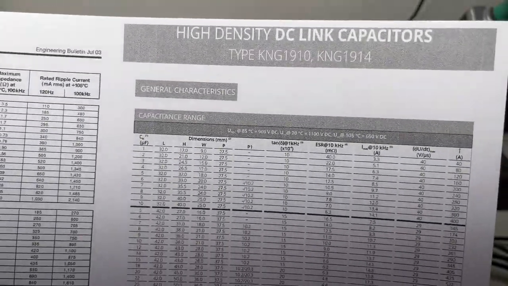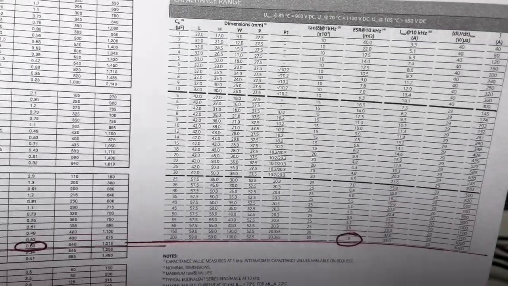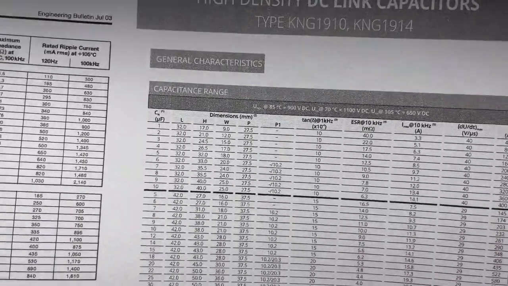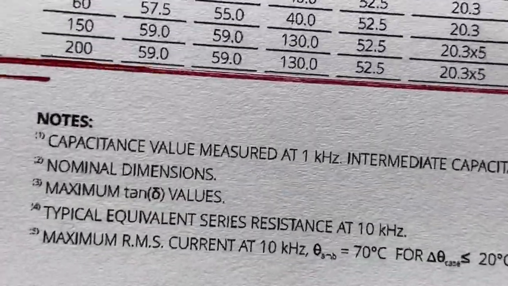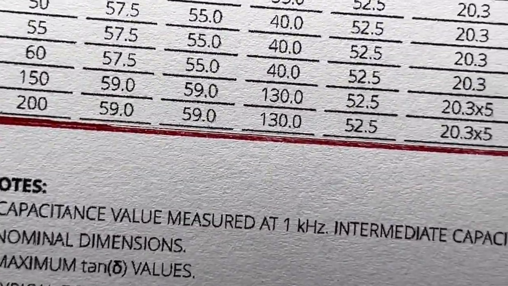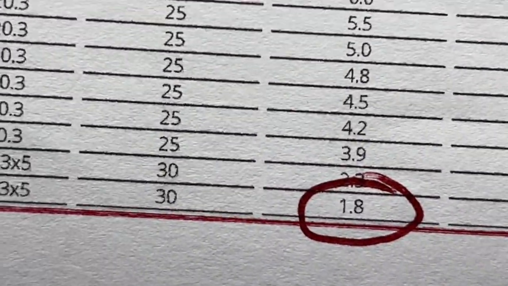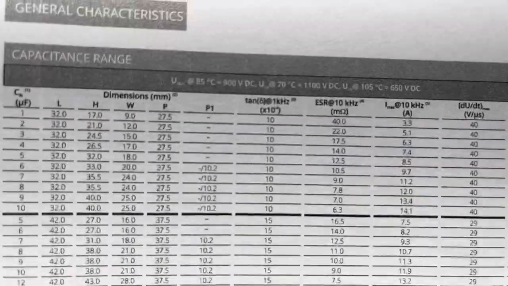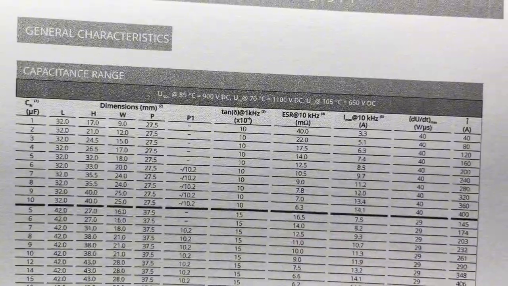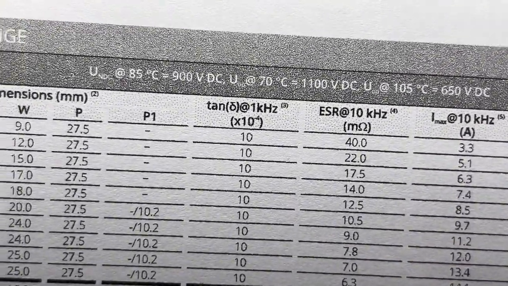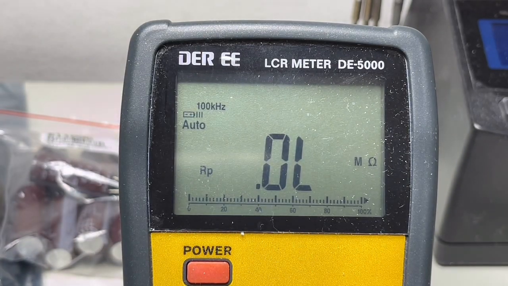this is the datasheet. Here you have high density type KNG 1914, and the 200 microfarads should be at 1.8 milliohms. Ooh, sorry. At 10 kilohertz, tested at 10 kilohertz, 1.8 milliohms. Let's see.